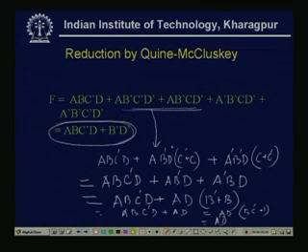Okay, there is one mistake here. Actually, here we have taken D dash. These two terms are A B dash D dash, and similarly here also A dash B dash D dash. D dash is complemented in all the terms.